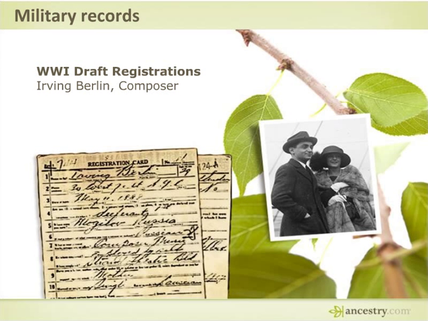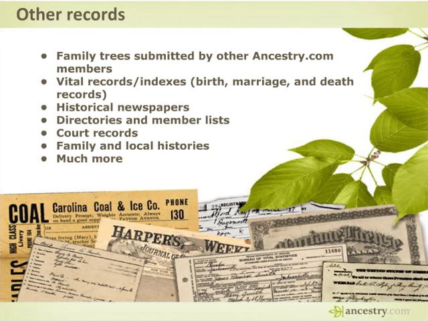Other records that you can find on Ancestry.com include the family trees that we talked about, submitted by other members. Vital records. We have a growing collection of vital records, and these are really helpful because they were created at or near the time of the event, the birth, the marriage, the death. In a lot of cases, you're going to find indexes that are going to help you obtain the original record. In some cases now, you're even finding original vital records online, and that's really helpful.